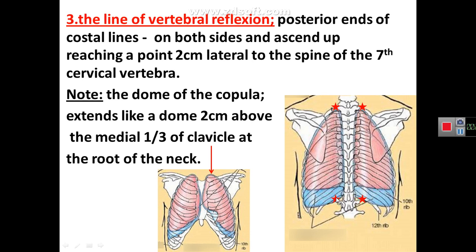These two points will be connected up to a point which is 2 centimeters lateral to the spine of C7 vertebra. And this is all about the line of vertebral reflection. In addition to these surface anatomical lines for the reflections of the pleura, I can draw the cupula, which is the cervical pleura, in form of a curved line above the medial 1/3 of the clavicle, extending to about 2 centimeters above the medial 1/3 of the clavicle into the root of the neck.